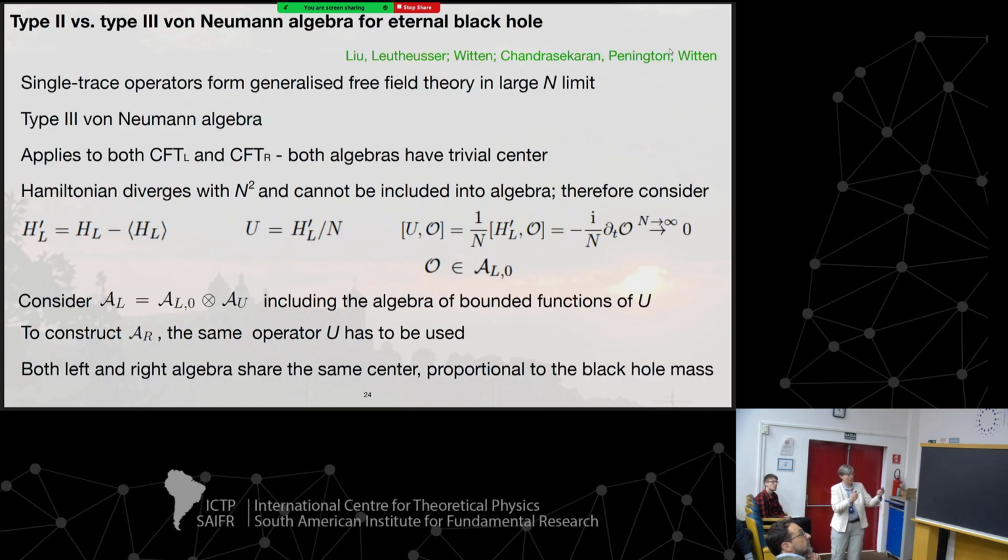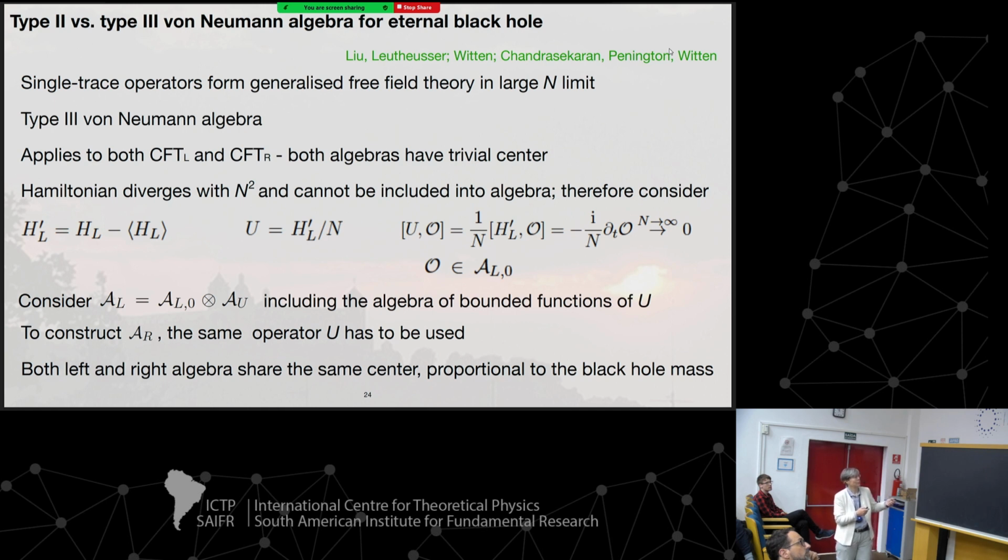Okay, so I showed you this simple example for type I von Neumann algebras for quantum mechanics, but now there's, of course, this very nice recent story for differentiating between type II and type III. Let me just very briefly review this. So in all these papers, the idea is to consider single trace operators for a generalized free field theory in the large N limit. And that gives you a type III von Neumann algebra. The construction applies to each CFT individually, and in fact, both algebras have a trivial center.